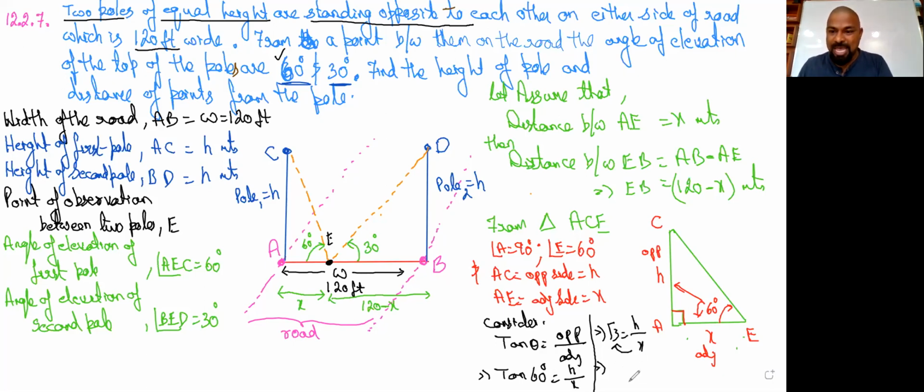If I cross this X, it will become √3 into X is equal to H. Obviously, H is equal to X√3. I like to call it equation 1. I took the first triangle and got it isolated. So H is equal to X√3 is what we got.